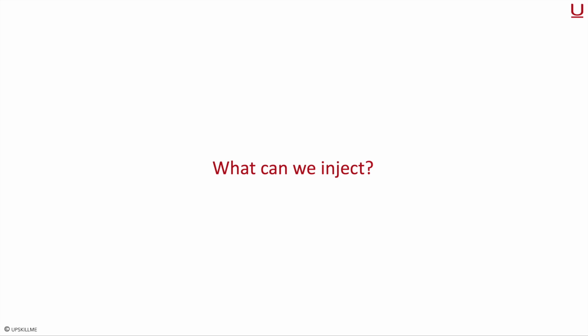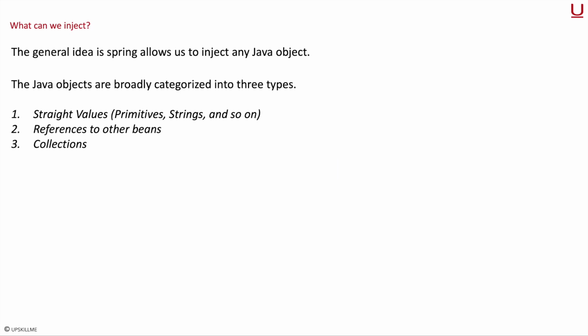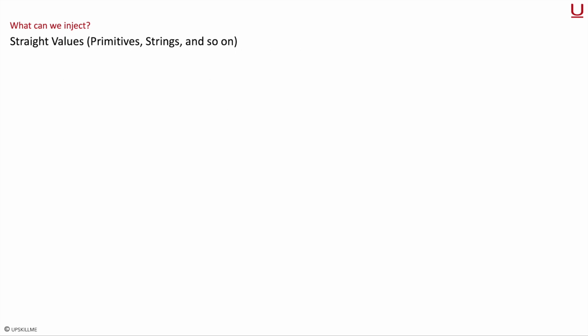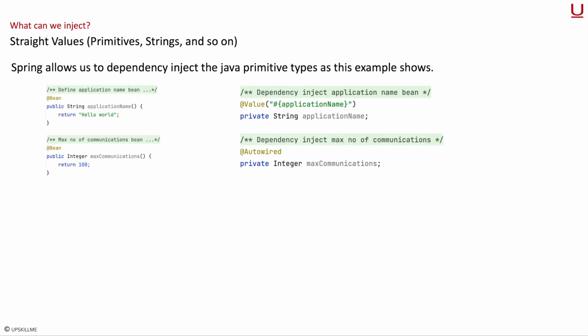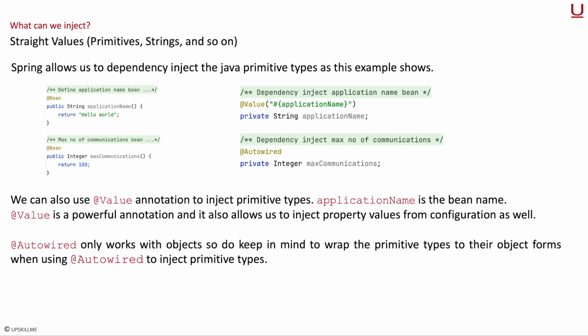When we talk about dependency injection, one natural question that should come to our mind is, what can we inject? The general idea is Spring allows us to inject any Java object. The Java objects are broadly categorized into three types. Let us look at them in detail. The first one is straight values, primitives, strings, and so on. Spring allows us to dependency inject the Java primitive types, as this example shows. You can also use the Value notation to inject primitive types.